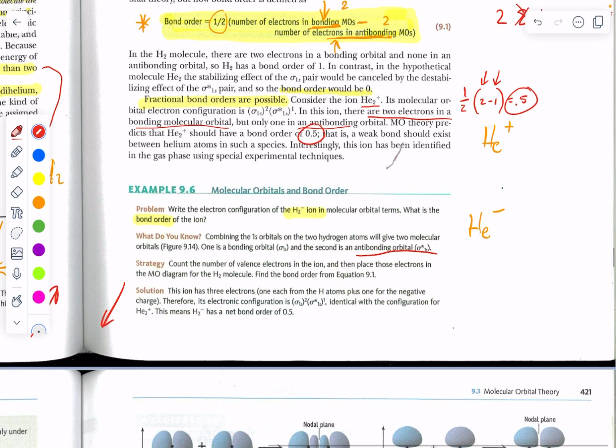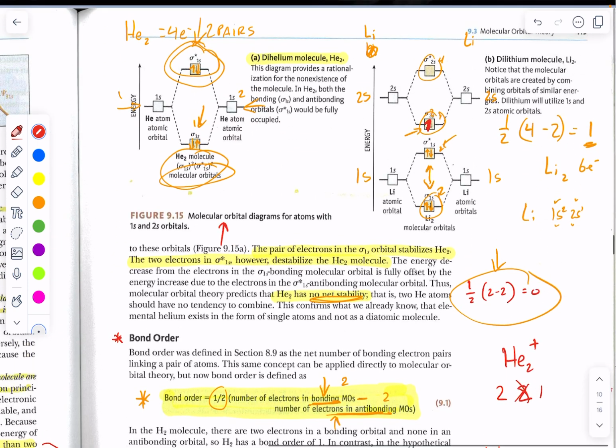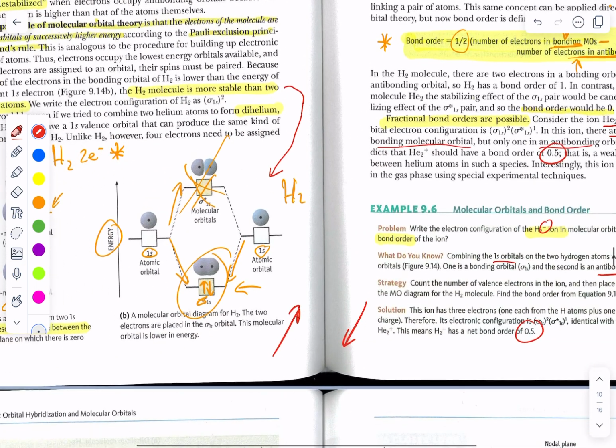When we come down here, we're going to have our 5 electrons because we now have to add 1 for that negative charge. And when we combine our 1s orbitals, and then we go to our anti-bonding, and when we add these up, we're still going to get a 0.5 bond order. So there is going to be a possibility for this to exist. If we come back up here, it's because we're adding another electron up here when we talk about the total number of electrons. I think I said that right.